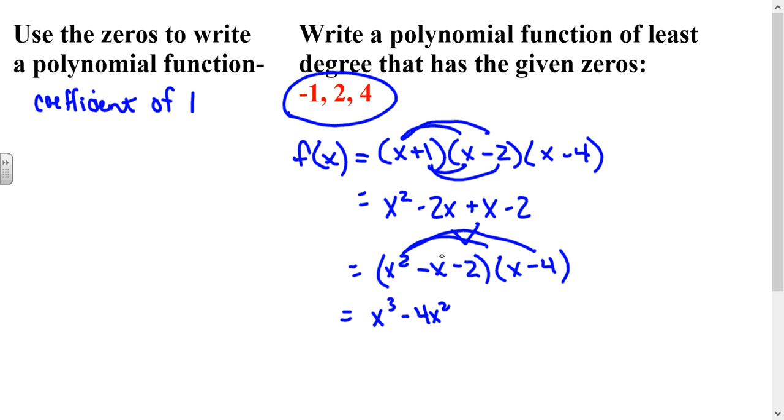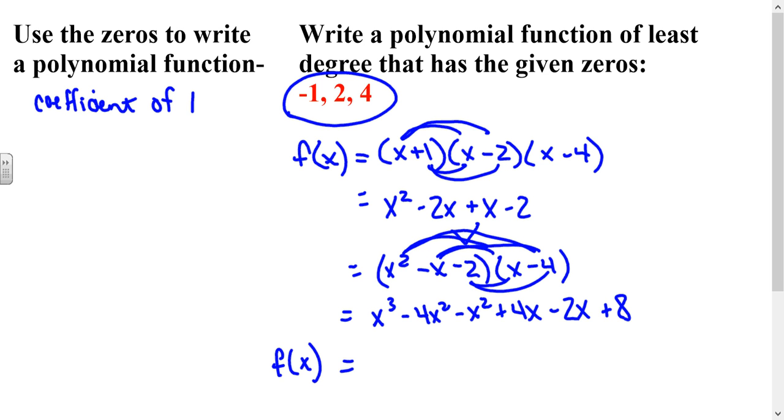And then I would take negative x times both numbers. So negative x times x would be negative x squared. Negative x times negative 4 would be positive 4x. And then negative 2 times both numbers. So we have negative 2 times x is negative 2x. And negative 2 times negative 4 is positive 8. Then the last thing I can do is combine my like terms.